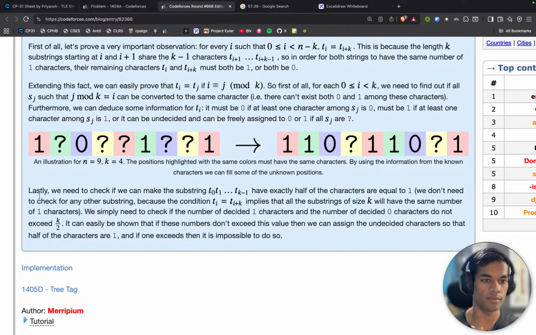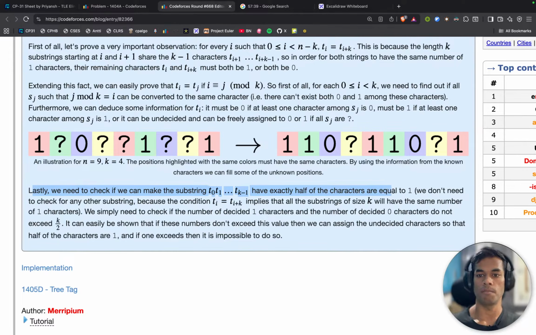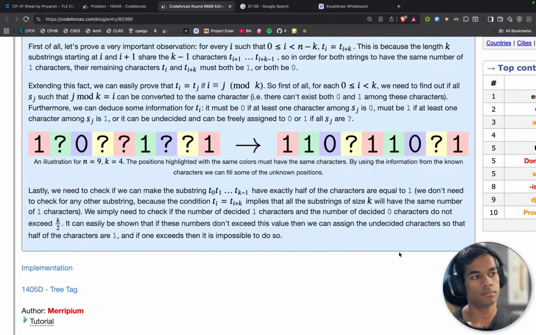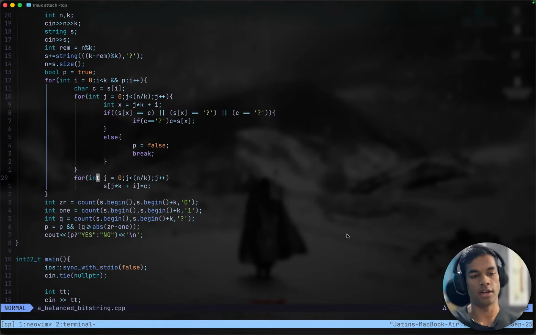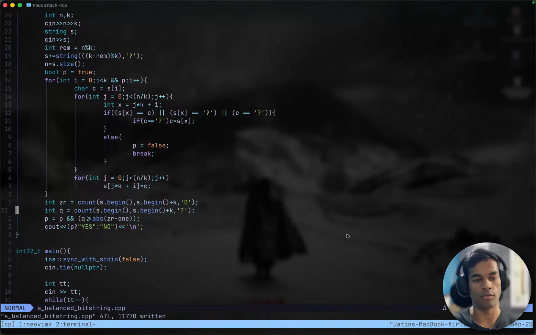Lastly, we need to check if we can make the substring have exactly half the characters equal to 1. We don't need to check for any other substring because of the condition. That makes sense. I don't have to count the number of ones.